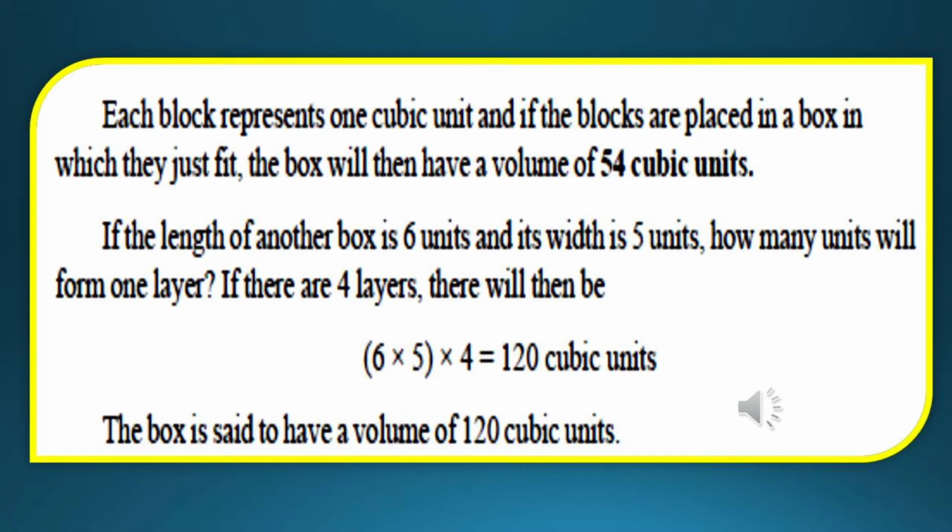Let's have another example. If the length of another box is 6 units and its width is 5 units, how many units will form one layer? If there are 4 layers, there will be 6 times 5 times 4, which is equal to 120 cubic units. The box is said to have a volume of 120 cubic units.